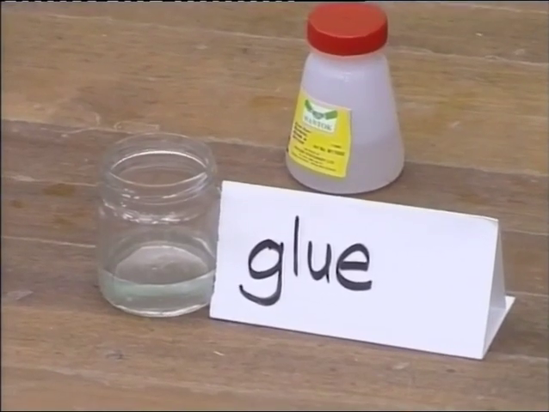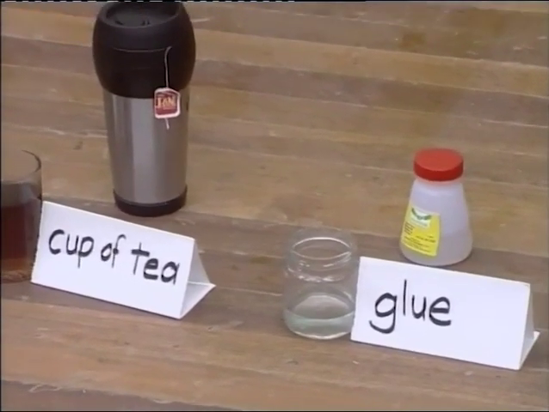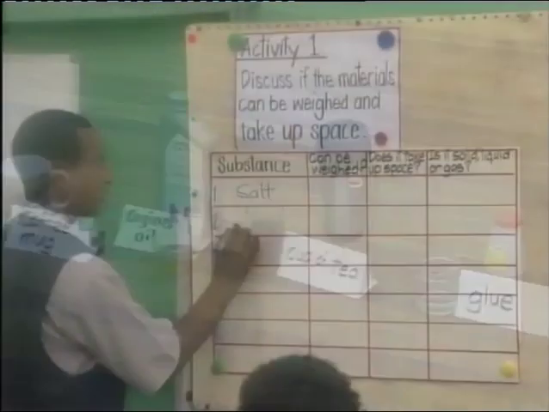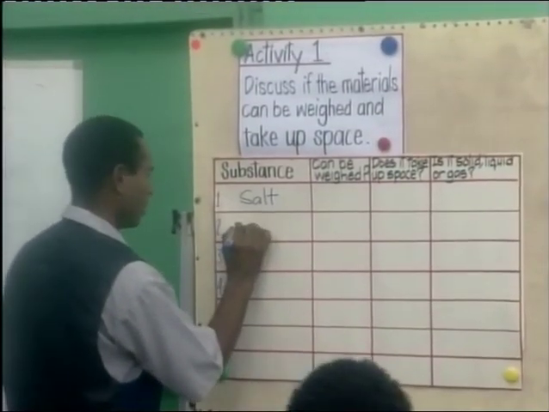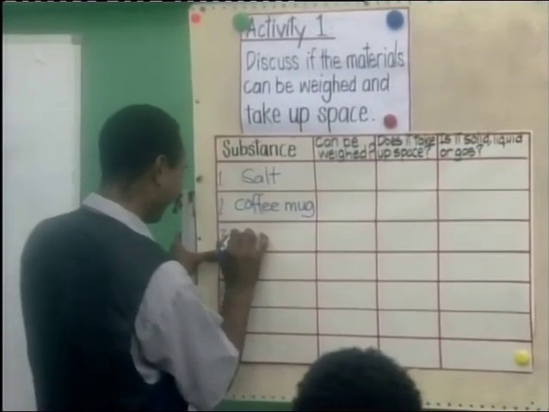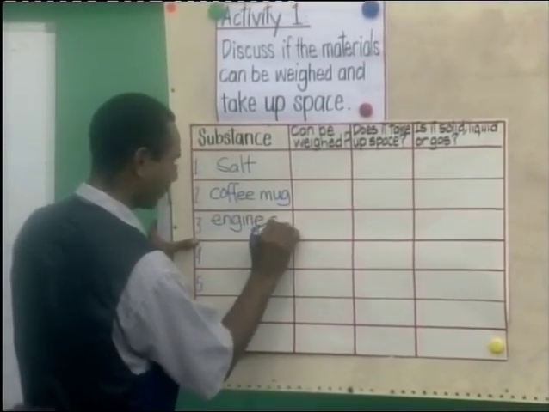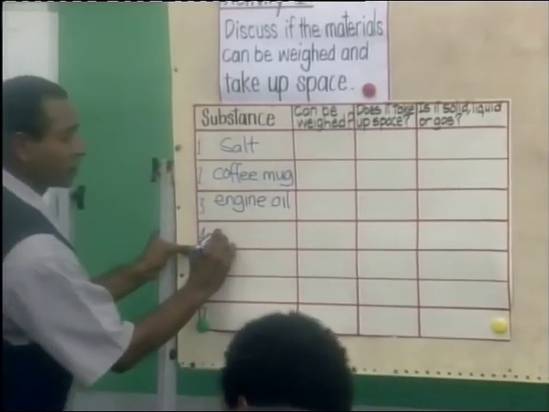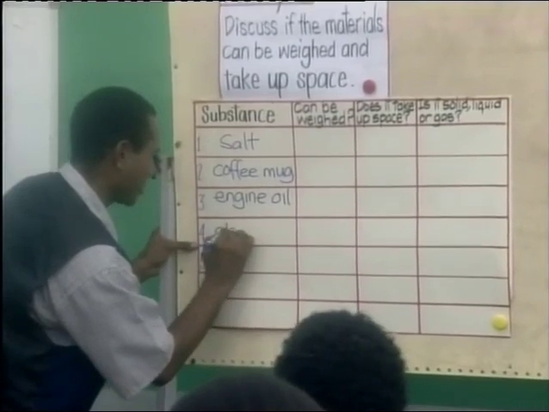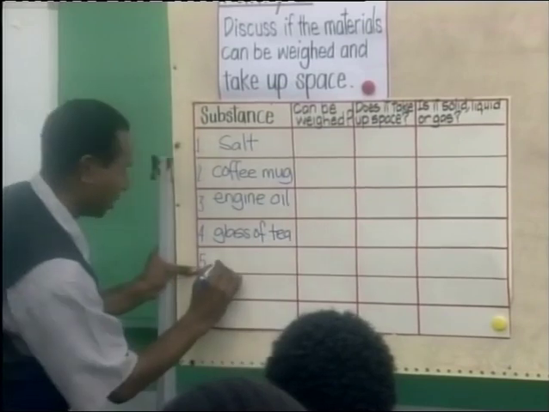And you will go through it. You will discuss in a group. So the first one is? Tell me what the first one is. Salt. Okay. Salt. Second? What's the next one? The fourth? Okay, let's say glass of tea because it's in a glass. And the fifth one?